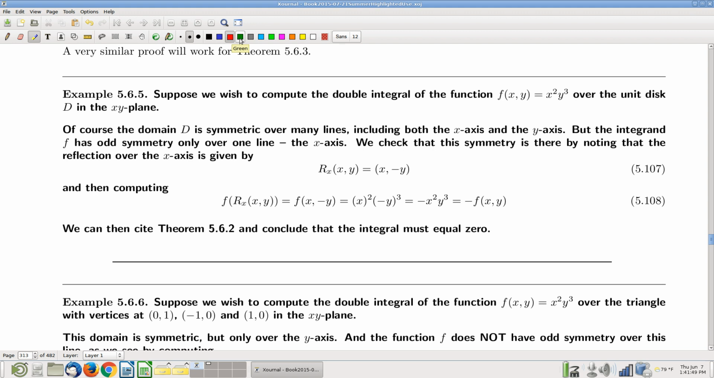If you're going to cite symmetry, ideally what I would like to see is you need to tell me what is the line of symmetry? What is the formula for the reflection? And directly confirm with the algebra that the integrand function is odd. So I want to know what line, what's the formula for your reflection over that line, and then just plug in and confirm the function actually is odd.